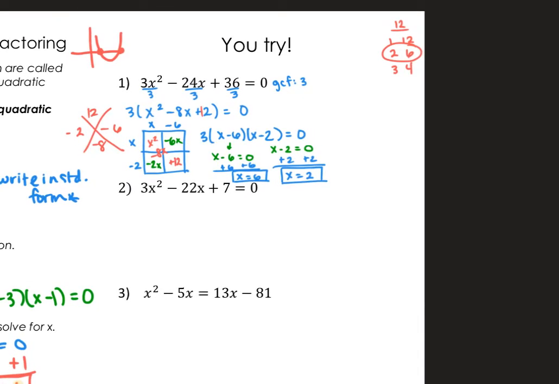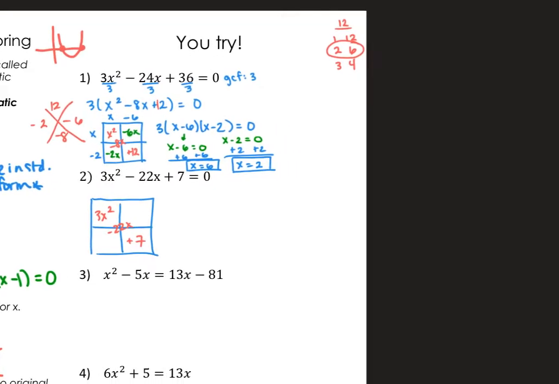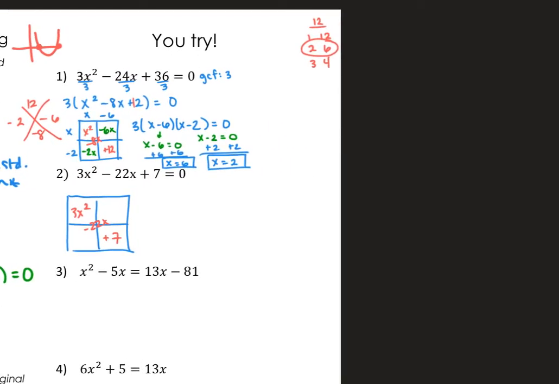All right, problem number 2. First thing we're going to do is check for GCF. In this case, since 3 and 7 are both prime, there is no GCF, so now we're going to go straight to our box. So 3x squared minus 22x plus 7. I'm going to do my factoring work off to the right-hand side. So we're multiplying to make 3 times 7, which is 21, and we're adding to make negative 22.